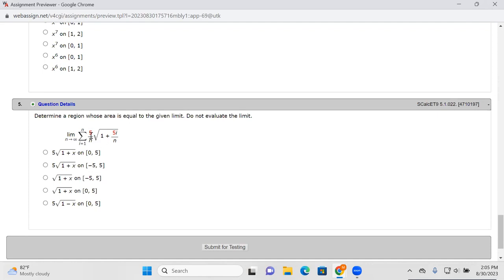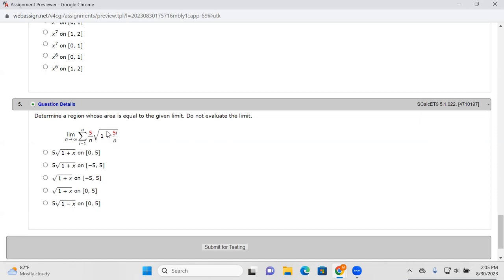So the 5 over n is constant. That does not depend on i. The 5 over n is going to be the width of each of our rectangles. We now know we're on an interval of width 5. And actually, at that point, looking at the intervals that they gave us, these intervals of width 10 are necessarily out. So now we have to focus on the intervals of width 5. And focusing on the intervals of width 5, our function is going to be the square root of 1 plus x. This is the x that we're plugging in, the 5i over n.